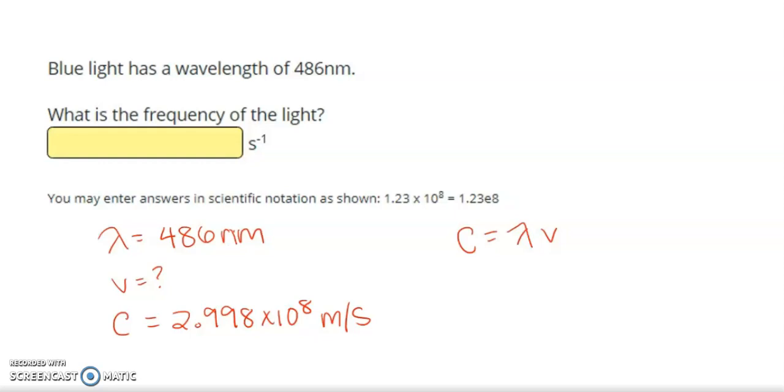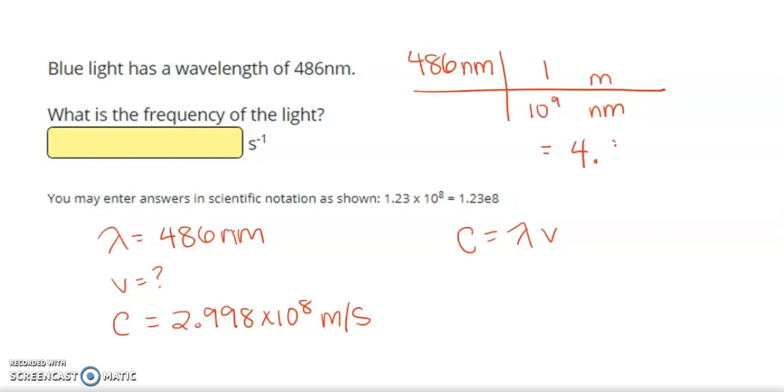Now notice that we have nanometers and meters. Those are 2 different distance units. So we're going to need to get those to be the same distance unit. So I'm going to take 486 nanometers. I'm going to convert it to meters. Drag down nanometers. 1 meter has 10 to the 9th nanometers. So I'll get 4.86 times 10 to the negative 7 meters. That's what I'm going to use in my equation.